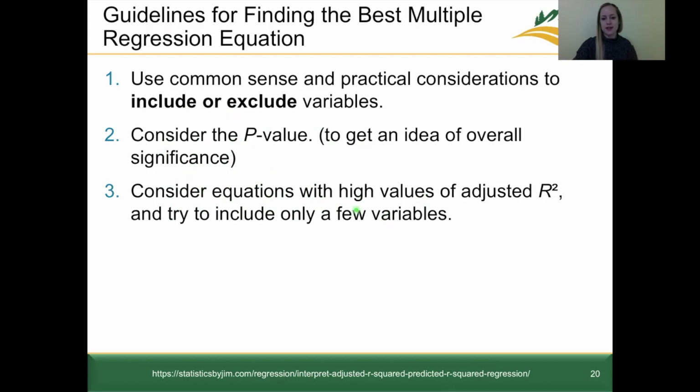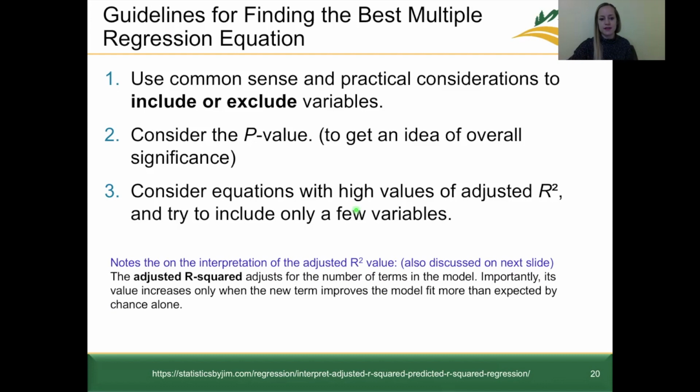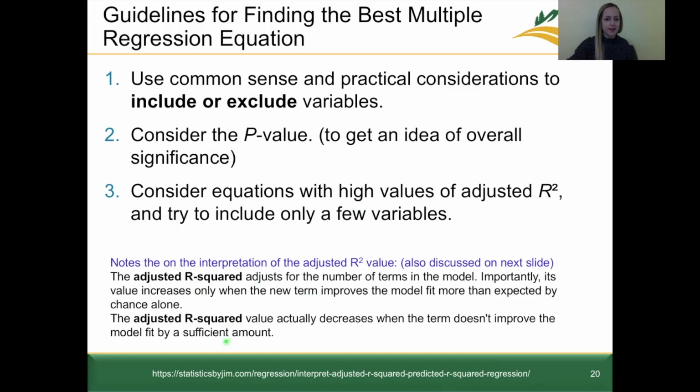Some quick notes on the interpretation of our adjusted R squared value, and we'll talk more about this on the next slide as well. The adjusted R squared value only increases when the new term improves the model fit. On the other hand, our adjusted R squared value actually decreases when the term does not improve the model by a sufficient amount.